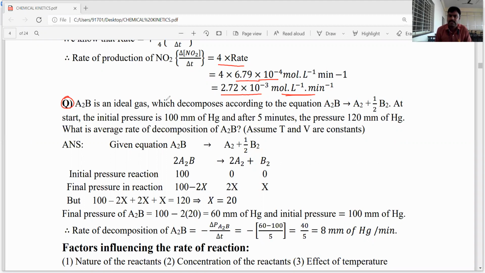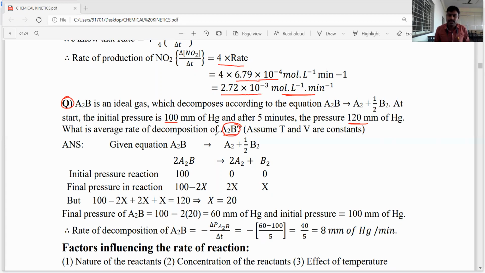A2B is an ideal gas, and it decomposes according to this equation: A2B is converted into A2 plus half B2. At the start, the initial pressure is 100 mm of Hg. After 5 minutes, the reaction mixture pressure is equal to 120 mm of Hg. Find the average rate of decomposition of A2B. Means we have to find out the average rate of decomposition of A2B, because A2B decomposes to produce A2 plus half B2. So we have to find the average rate of this reaction.